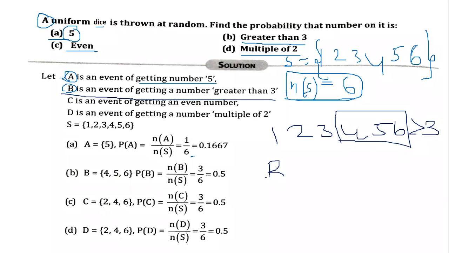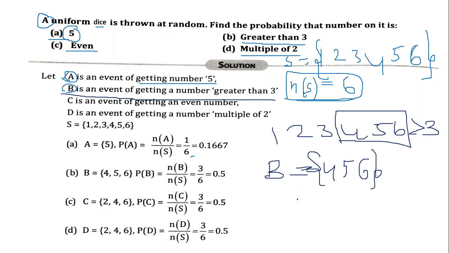Now the possibility of getting a number more than 3, which means there are three possibilities. Once you roll the dice, you can get 4, which is a number more than 3. You can get 5, which is also more than 3. You can get 6, which is also more than 3.